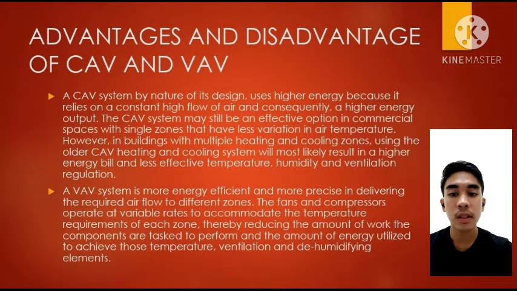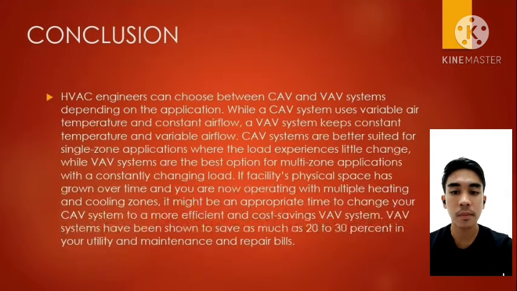A VAV system is basically more energy efficient and more precise in delivering the required airflow to different zones. The fan and the compressor operate at variable rates to accommodate the temperature requirement of each zone, thereby reducing the amount of work the components are tasked to perform, and also the amount of energy utilized to achieve those temperature, ventilation, and humidity requirements.